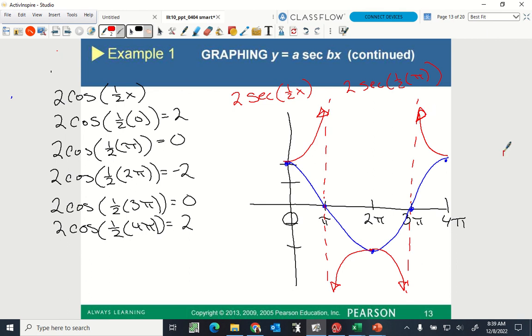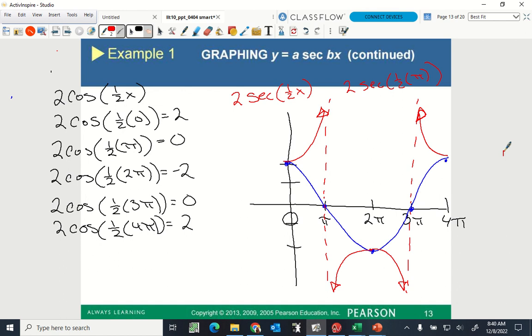Does that make sense? So we got the cosine part, right? The only difference for the graph of the secant is the asymptotes. And then, questions, concerns, complaints? Are we good?